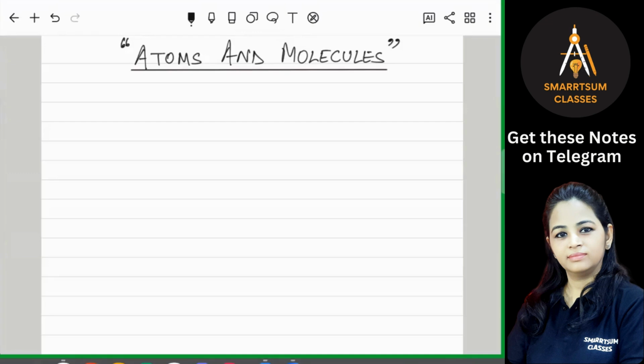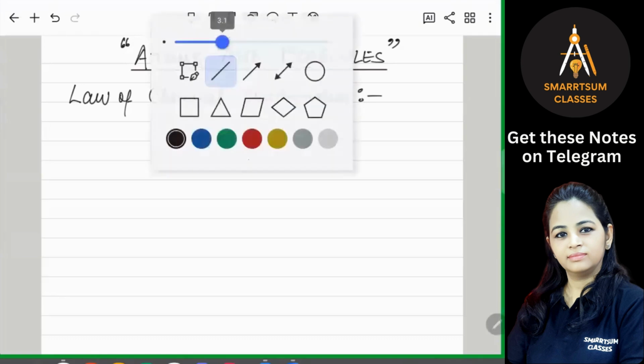Into this, the very first thing which will come is the law of chemical combination, right? So put a heading, law of chemical combination. Okay, law of chemical combination. Now, what does it mean?